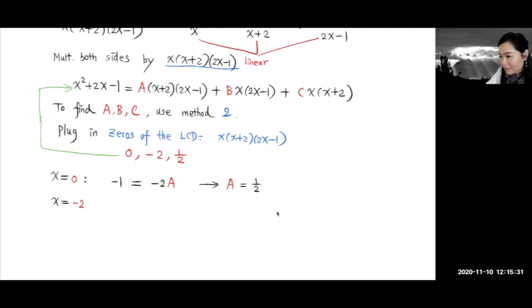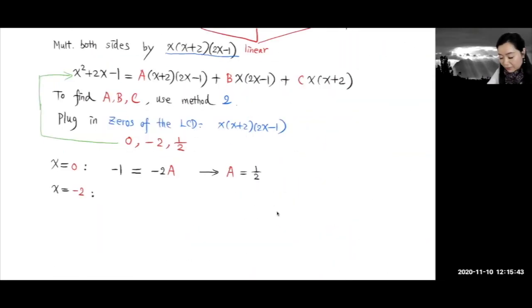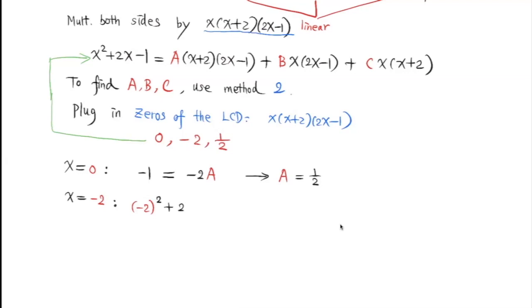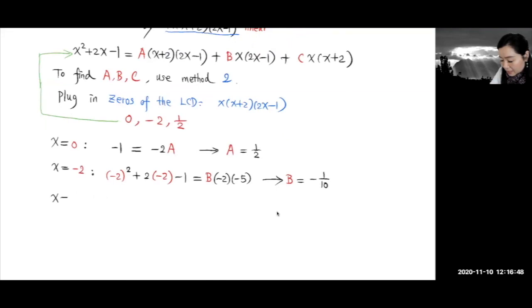When x equal to -2 over here, you substitute -2, then square, plus 2 times -1 again times -2, and then minus 1. On the other side, when you have -2, this is going to become 0, and this is going to become 0, because it contains the factor x plus 2. Only this one survives. So you have b times -2 times -5, and from this you get b equal to -1/10.